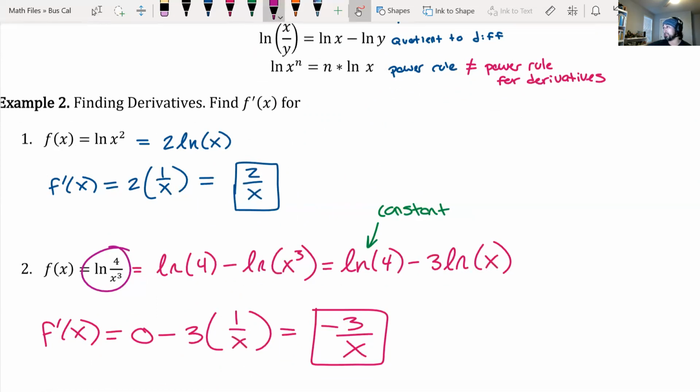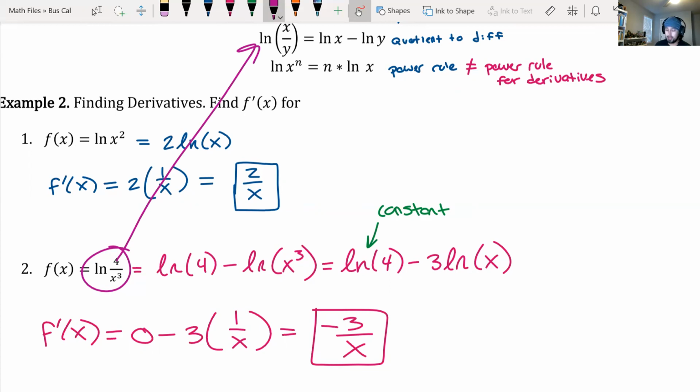Correct. So what we have to do is expand it by log properties, which means we're going to use this property above, the quotient to difference. So the natural log of 4 over x cubed becomes the natural log of 4 minus the natural log of x cubed by the quotient to difference property. Good with that?